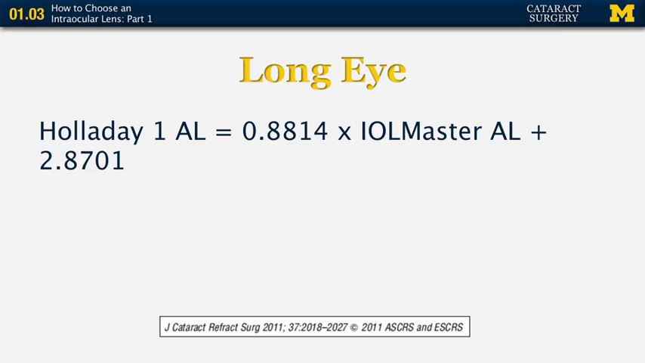So that's the only one I'm going to list in this paper. But you could look up any of the others if you're interested. The reference is at the bottom of the screen. Basically, the intraocular lens is determined by adjusting the axial length. You take 88% of the IOL master axial length. You add to it 2.9, and you use that as your new axial length and put it in the Holiday 1 formula.